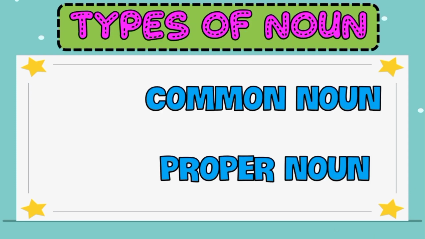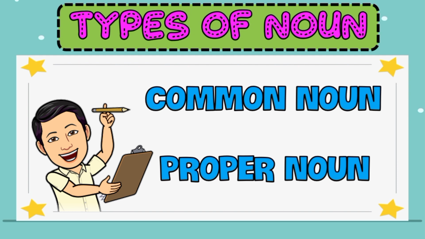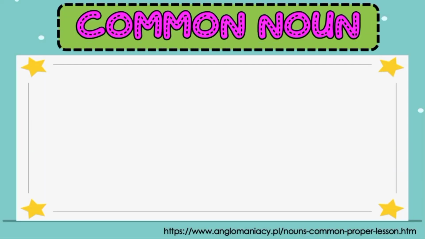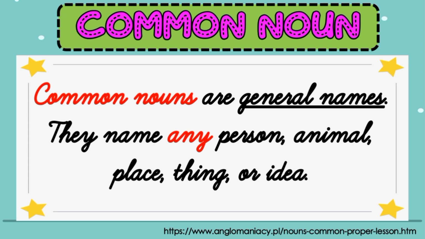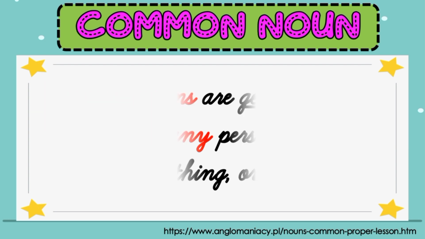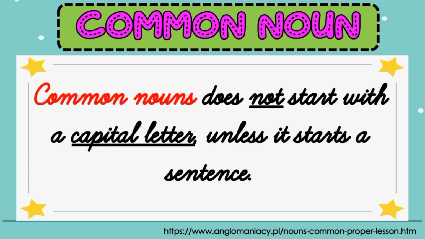We have types of nouns, and in these types, we will focus only on the common noun and the proper noun. What is a common noun? Common nouns are general names. They name any person, animal, place, thing, or idea. And remember this, common nouns do not start with a capital letter unless it starts a sentence.